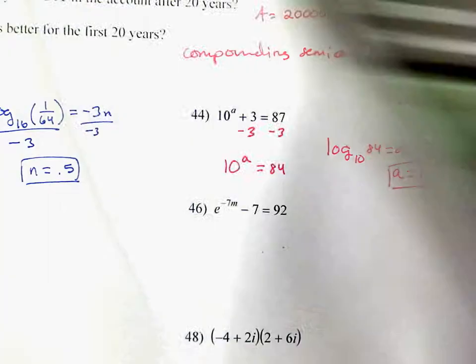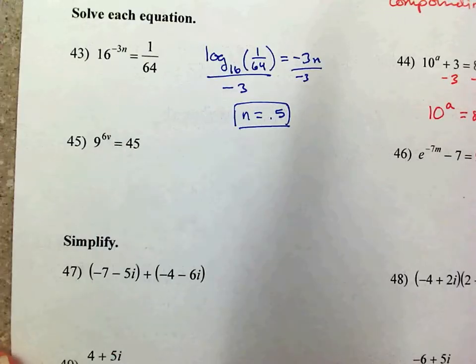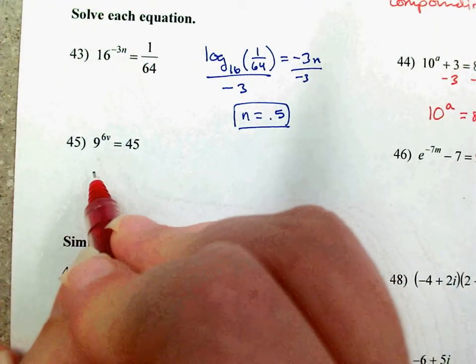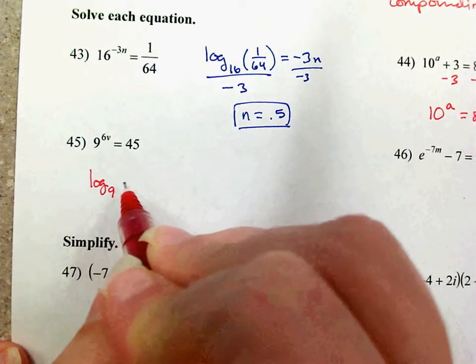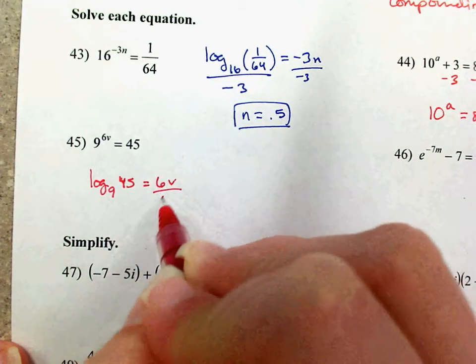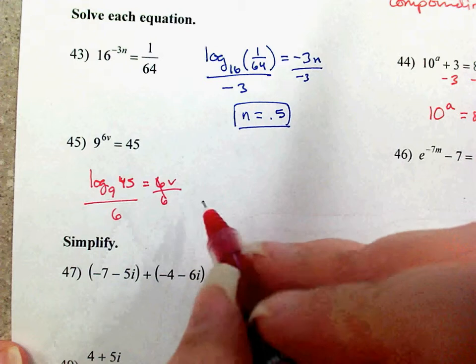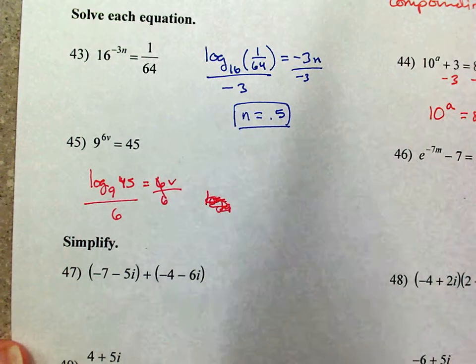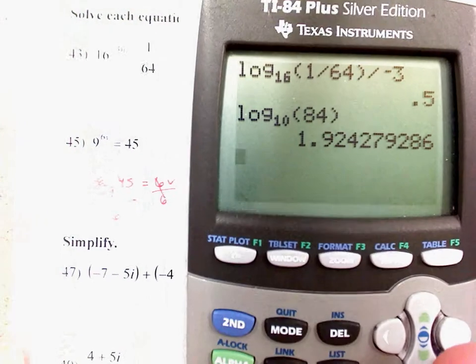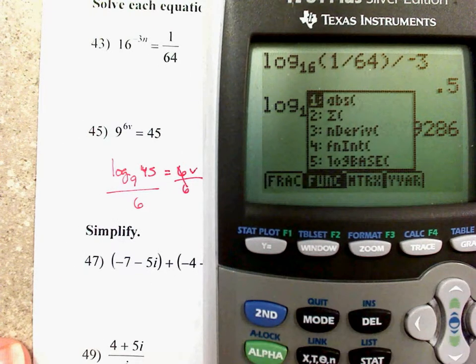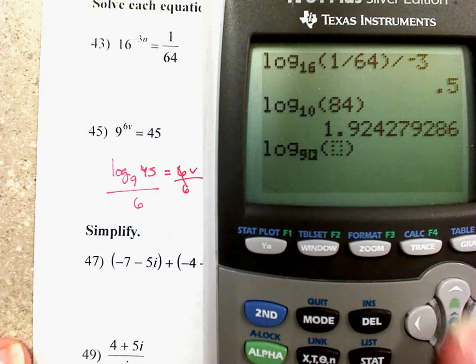On this one, 9 to the 6v, very similar to this one. Log base 9 of 45 equals 6v, divide by 6. I'm just going to type it in. For window number 5, log base 9 of 45, and then divided by 6. 0.289.